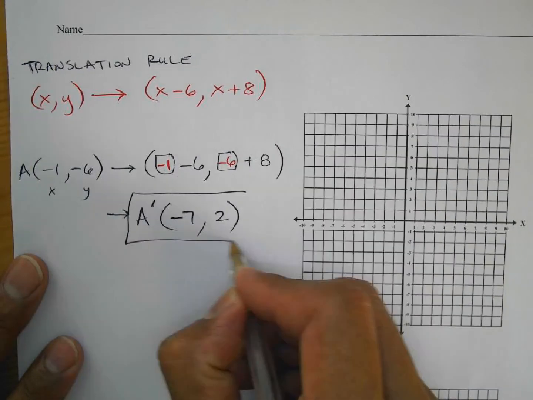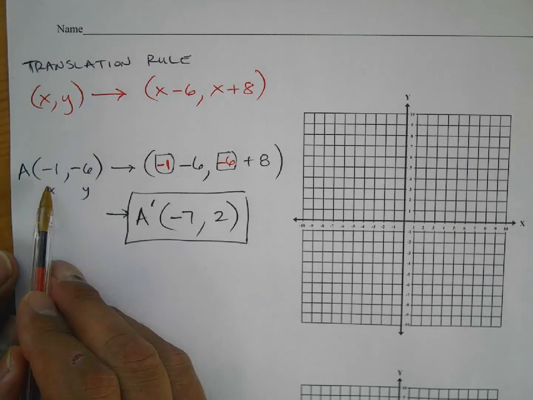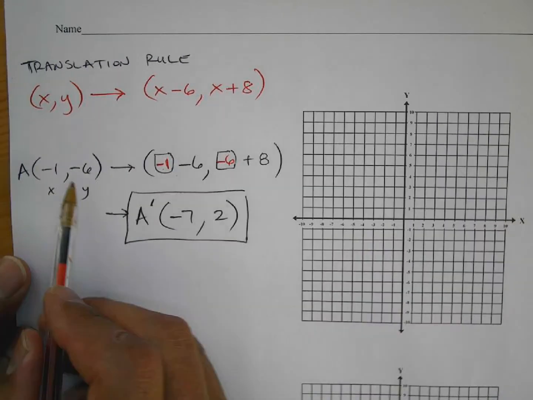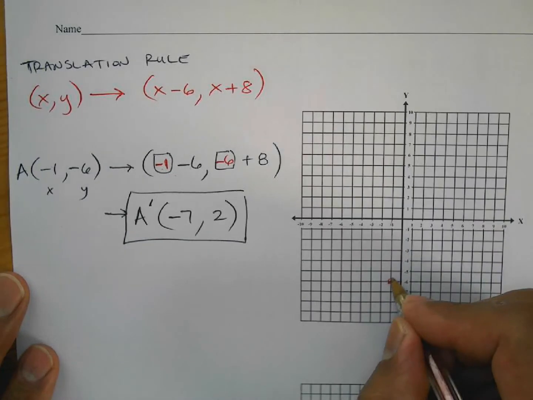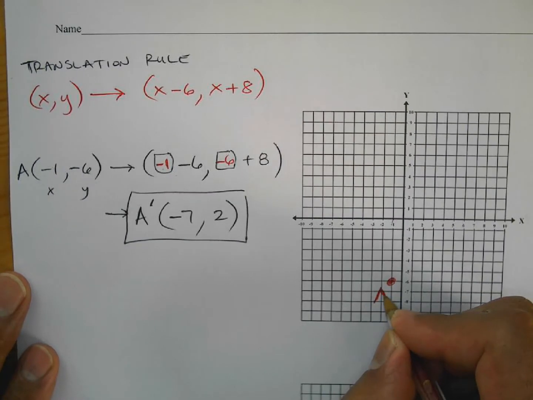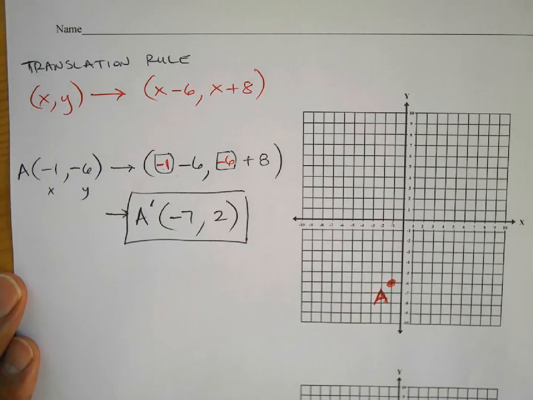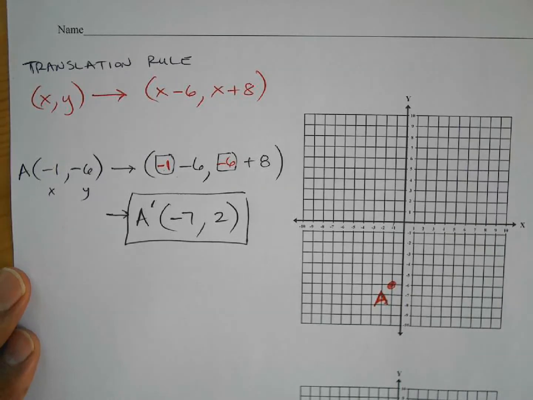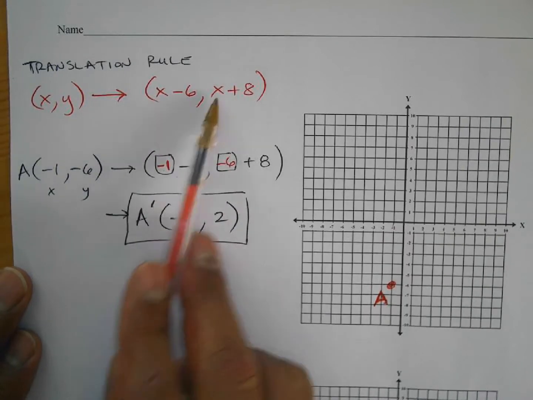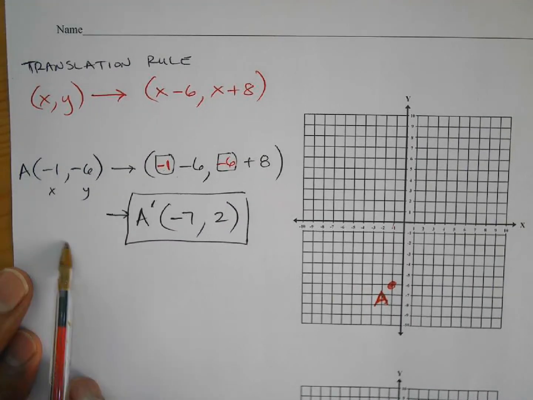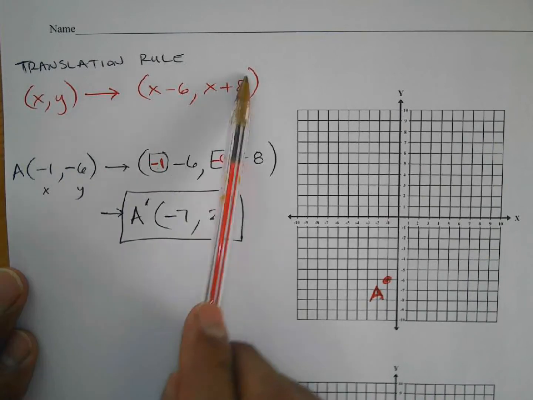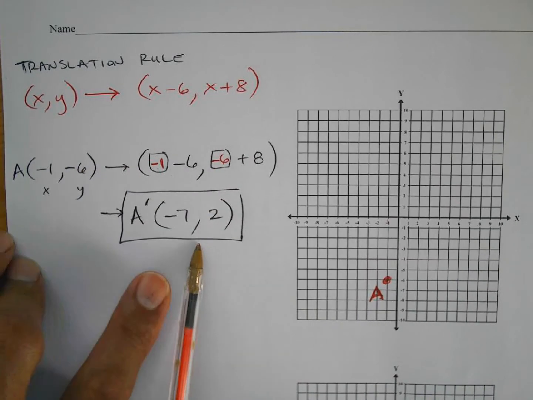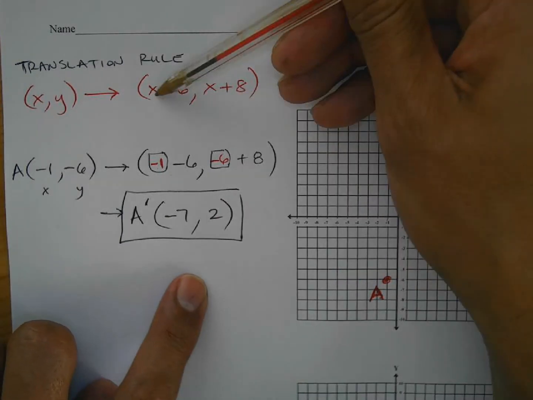Let's see if that's true. Let me graph it now and check it on the graph paper. -1, -6 would be -1, -6. Here's point A. And this was the translation rule. They told me to do this to this point, or to any point, whatever the point. They could have another point, you do the same thing. And when I took away 6 from the x and added 8 to the y, I got this.